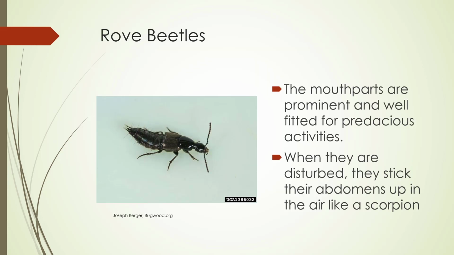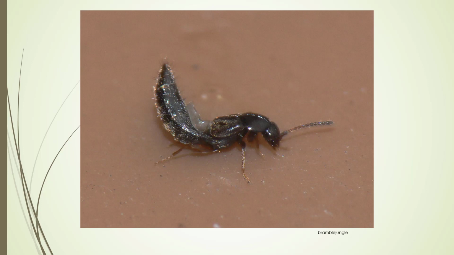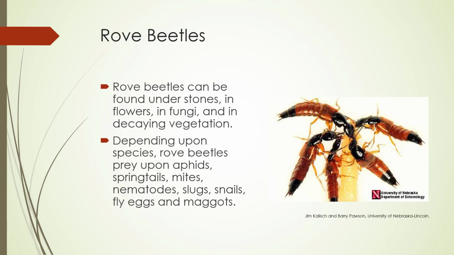Okay, rove beetles. These are actually predators. They're very good at predaceous activities. You can see their mandibles here. When they're disturbed, they stick up their abdomens in the air to act like a scorpion. Here's a picture of that. You can actually attract them by just keeping some debris in your garden.